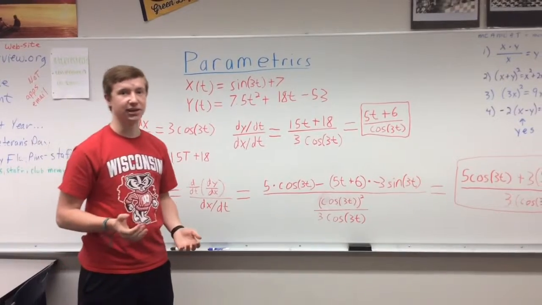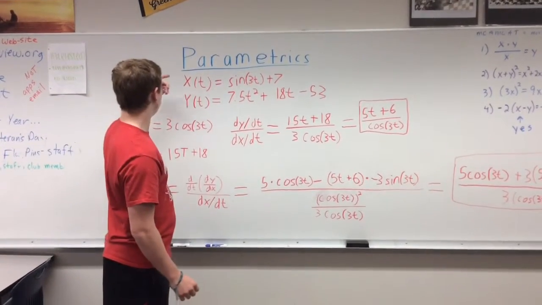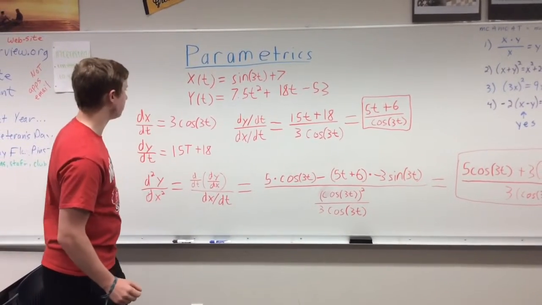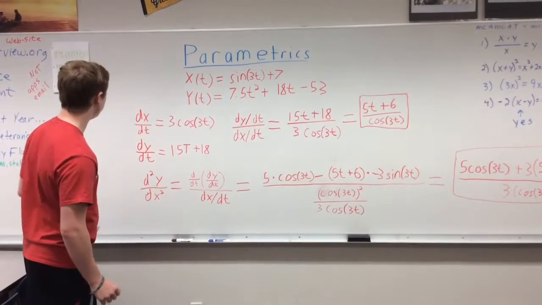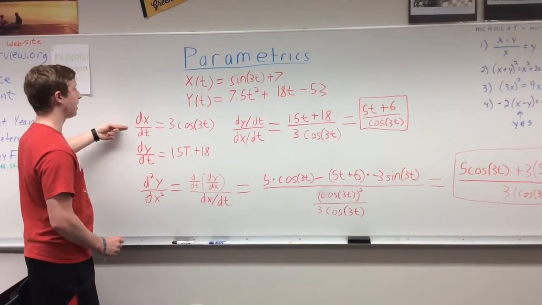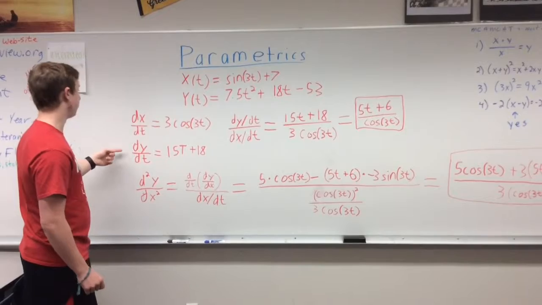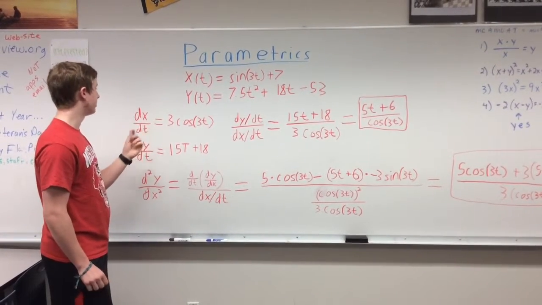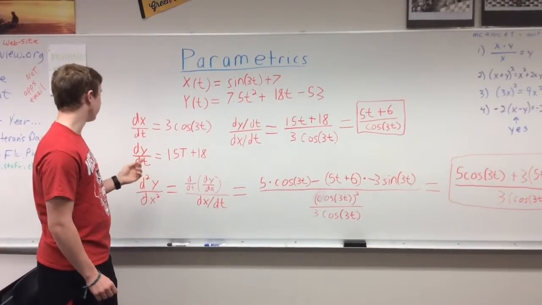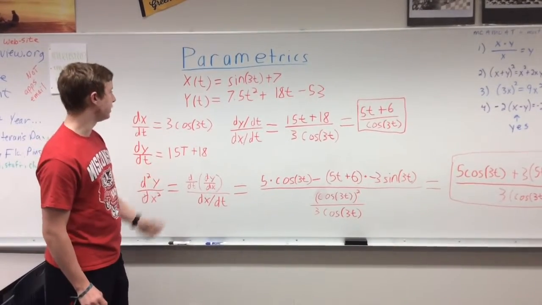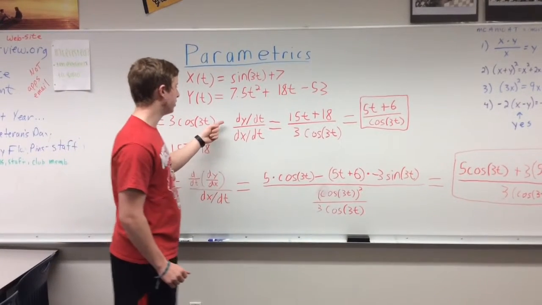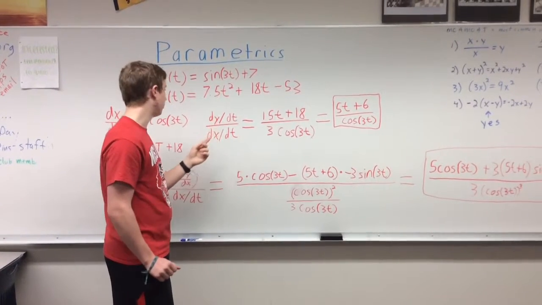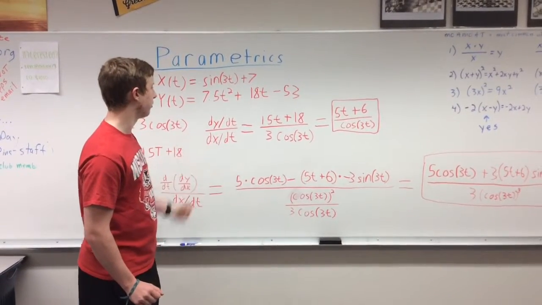So what I like to do first is take the derivative of, I'd like to find dy/dx in this situation, which is pretty simple. You take the derivative of x according to time, and you get the derivative of y according to time. So right here I got, for dx/dt, 3 cosine 3t, and for dy/dt, 15t plus 18. And to get dy/dx, you do dy/dt over dx/dt, and the dt's will cancel out, so that you only have dy/dx left over.